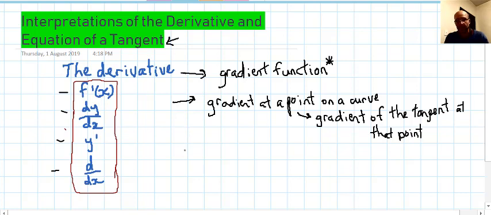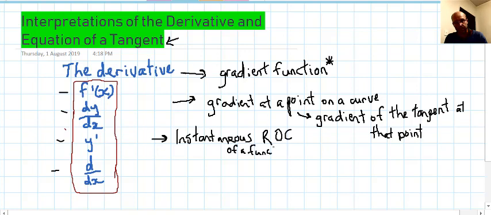So another interpretation of the derivative is the instantaneous rate of change of a function at a particular point or at a particular time. It depends what the variable is. At a point. Okay, so instantaneous rate of change, we've looked at that too.